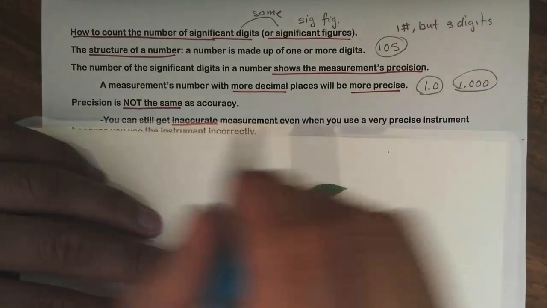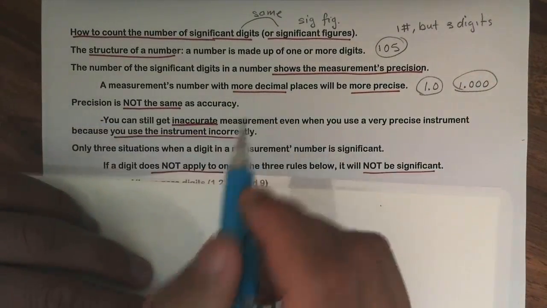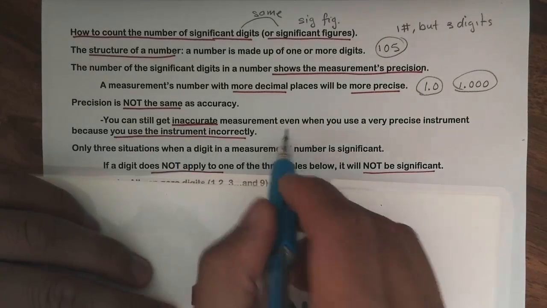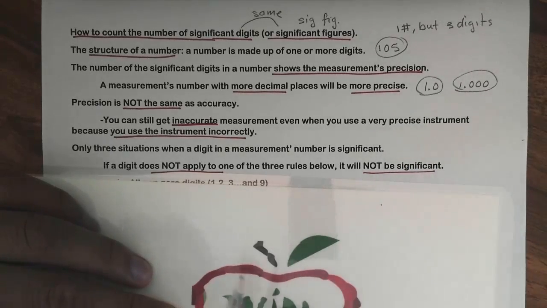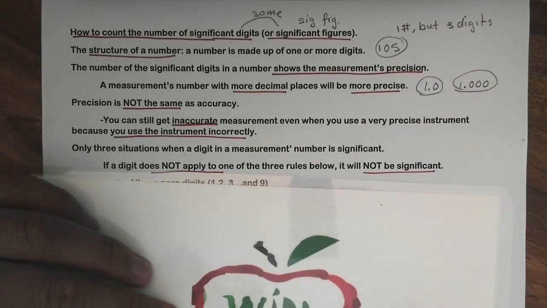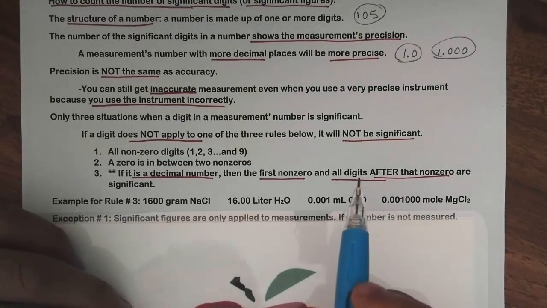However, precision is not the same thing as accuracy. That is, you can still get a very inaccurate measurement even when you are using a very precise instrument, because if you don't know how to use that specific instrument, you will use it incorrectly. Therefore, you would have an inaccurate measurement. Now let's get back to the focus of this video.